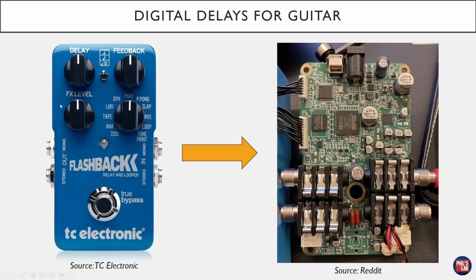For example, we have an effects level, which sets the overall output level of the effect. We have a delay level, which sets the length of the delay or the time between the repeats of this delay. We have a feedback setting, which controls how many repeats we get and how they decay. And then we also have this selector switch on the bottom right, which selects between different types of delays.